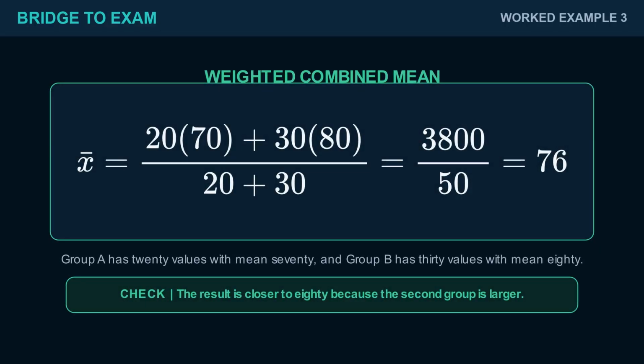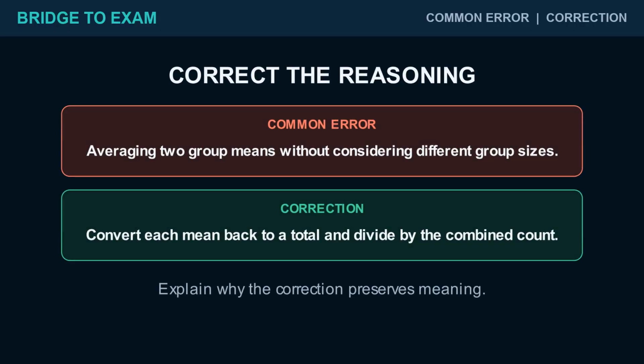Worked example 3. Group A has 20 values with mean 70, and Group B has 30 values with mean 80. Reconstruct their totals, add, and divide by 50. The combined mean is 76. Check. The result is closer to 80 because the second group is larger.